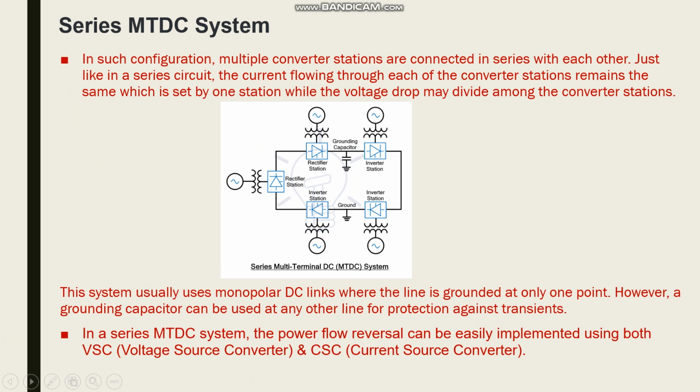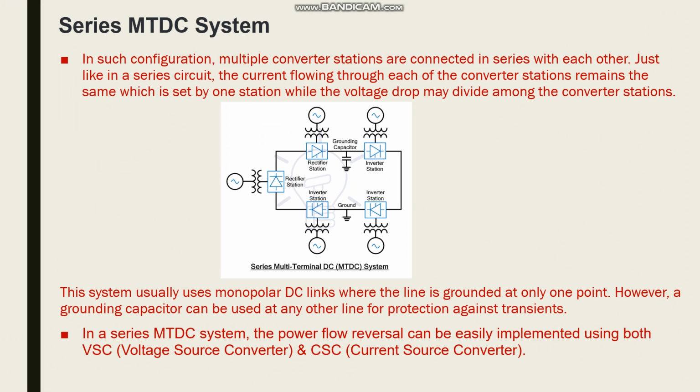There are two types in a MTDC system. There is series and a parallel. We'll see about series MTDC system. In such a configuration, multiple converter stations are connected in series with one another. Just like in a series circuit, the current flowing through each of the converter stations remains the same, which is set by one station, while the voltage drop may divide among the converter stations.